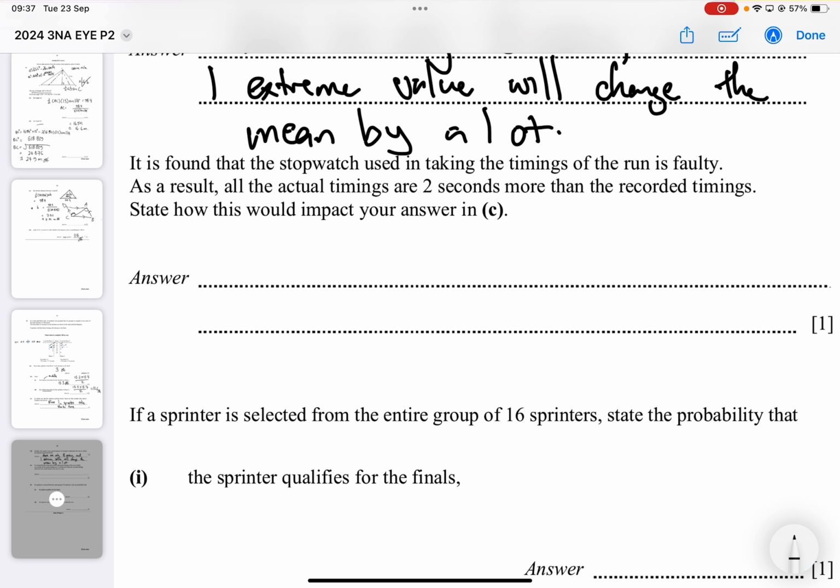Okay? So how would it affect your answer in part C? Race 1 sprinters still faster.